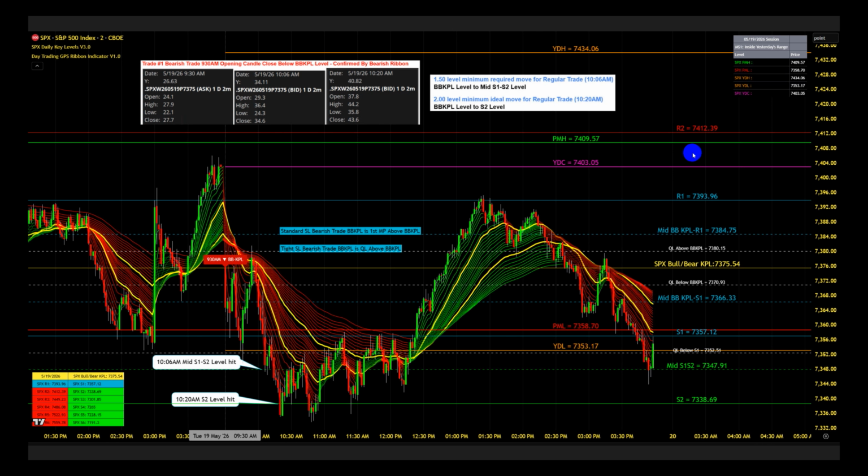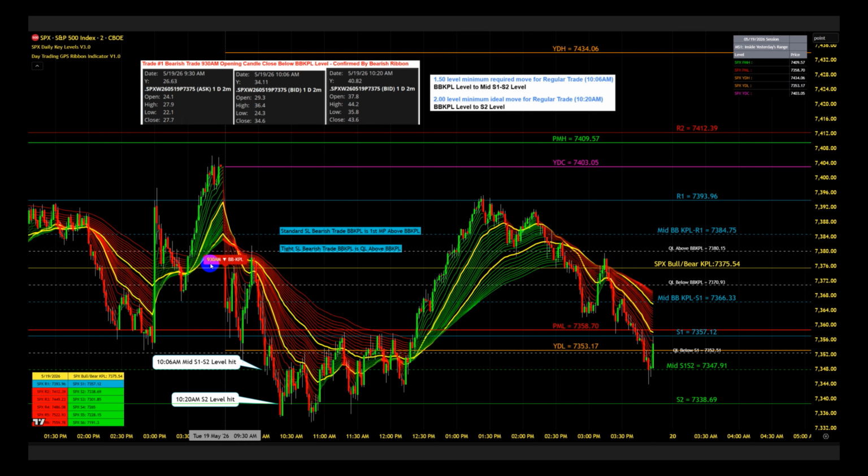Okay, so now we're going to go through the 3 trades of this session and show you how the entries are confirmed, as well as the target exits and the stop losses used on each trade. So we're going to start off with trade 1 here, which is a bearish trade taken off of the 9:30 a.m. opening candle close. This candle closes below the bull bear key price level.